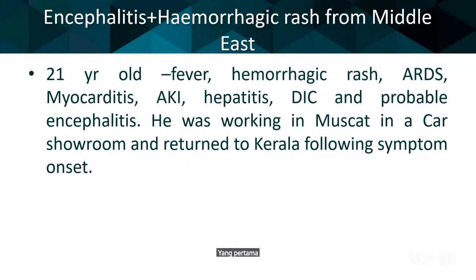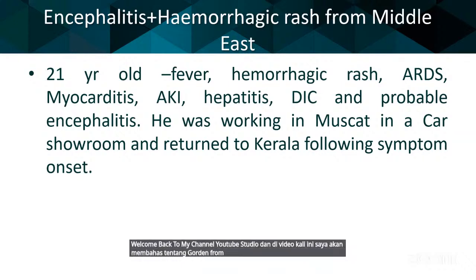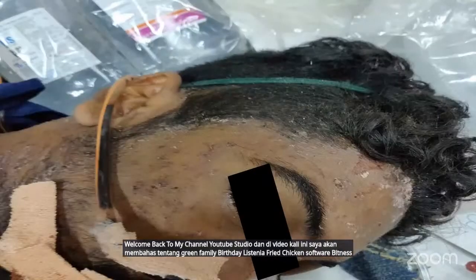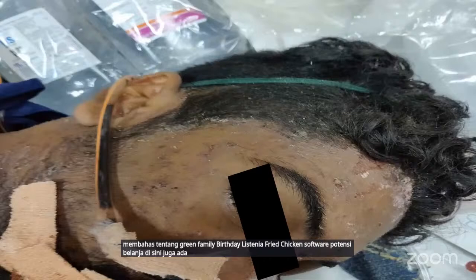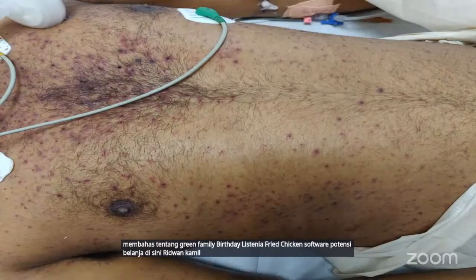Now, coming to specific entities, the differentials you need to entertain. This is a 21-year-old who returned from the Middle East, and he had features of fever, hemorrhagic rash, myocarditis, acute kidney injury, hepatitis, DIC with encephalitis. You can see the hemorrhagic rash and blood in the right tube, and he is in a comatose state.